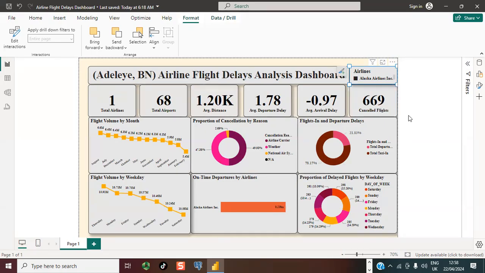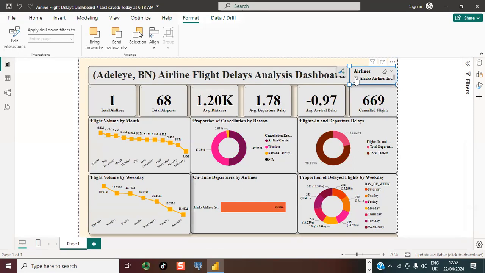So you can see that this interactive dashboard will always change anytime you use a slicer. Also, looking at the slicer for Alaska Airlines, you can see the flight volume by month and the trend, the flight volume by weekday and the trend, and the cancellation reasons. You can also see that for Alaska Airlines, both weather conditions and the airline constitute most of the cancellation reasons. So anytime you change your slicer, it is also going to change the information on your dashboard.